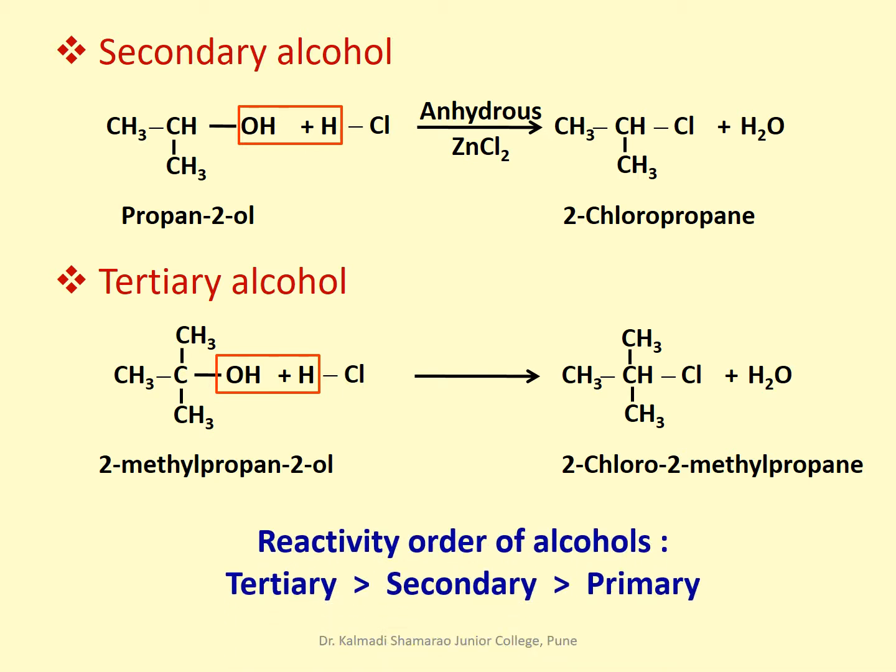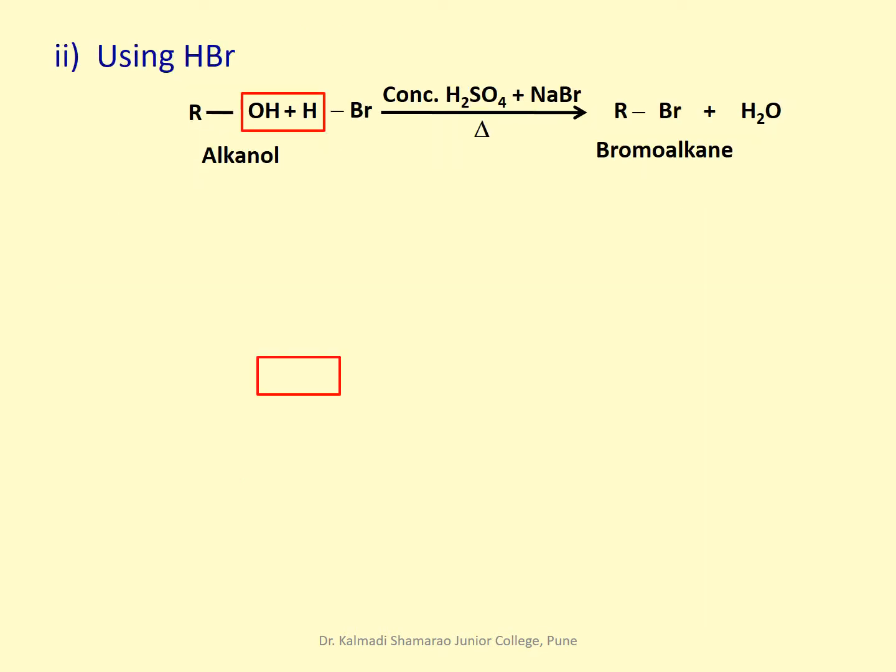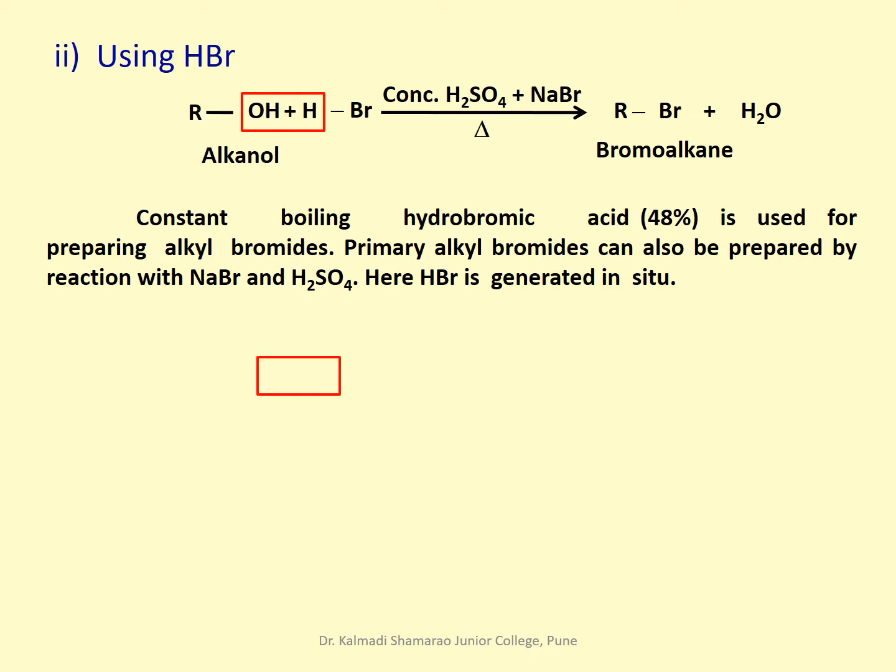The reactivity order of alcohols is as follows. Now let us see the conditions for the preparation of alkyl bromides using hydrobromic acid. Concentrated sulfuric acid and sodium bromide react together to produce HBr in the reaction vessel. This HBr is generated in situ. In situ means in the reaction mixture. Constant boiling hydrobromic acid, 48%, can also be used for preparing alkyl bromides.